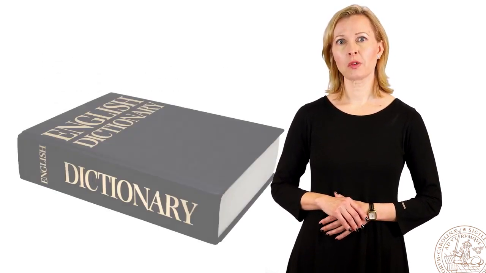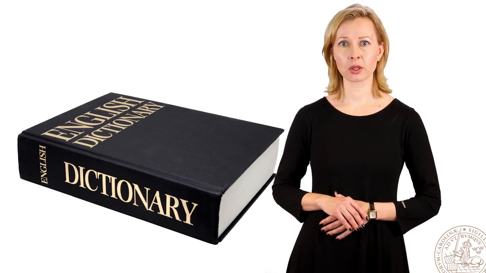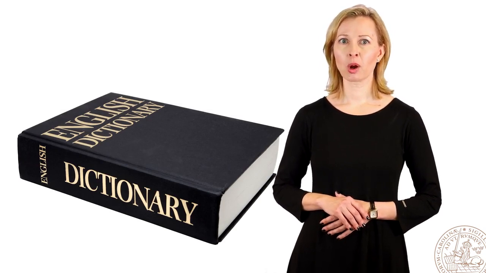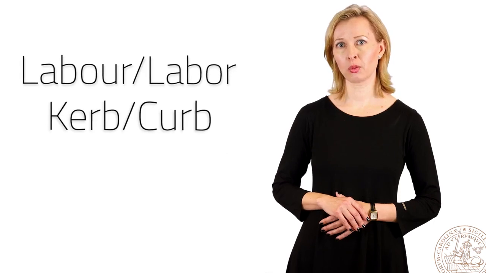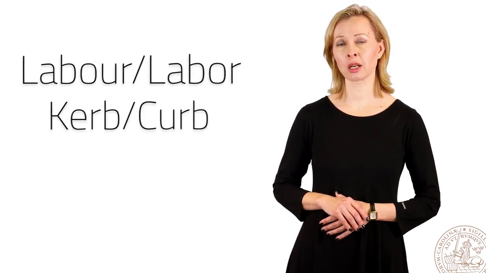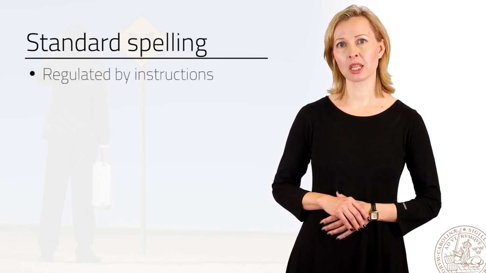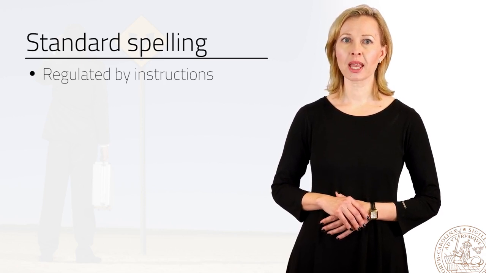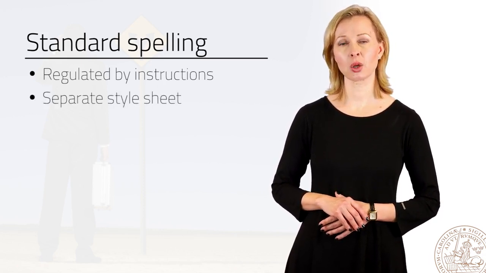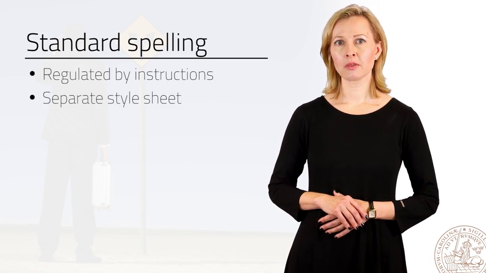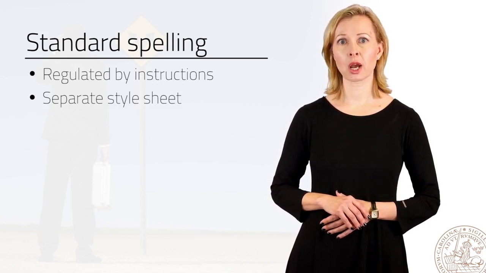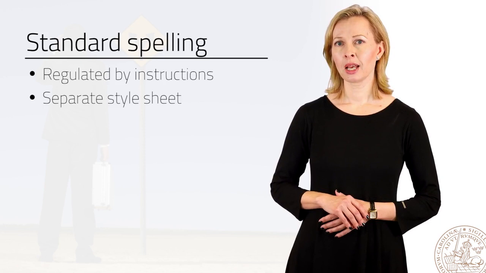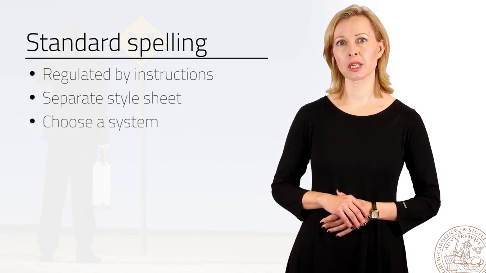For many words, you can find more than just one spelling when you look them up in a dictionary. There are words like labour and curb, for example, that are spelled differently in British English and American English. The spelling you choose may be regulated by the instructions you have received from your teacher, or you may have a separate style sheet that tells you what to do. If the writing assignment doesn't come with instructions about spelling conventions, then it's usually up to you to choose the system that feels most natural to you.